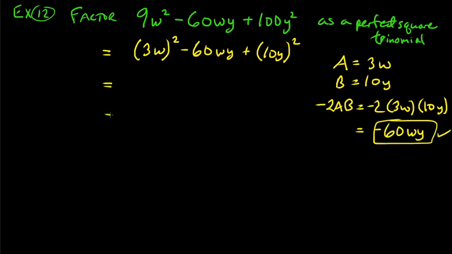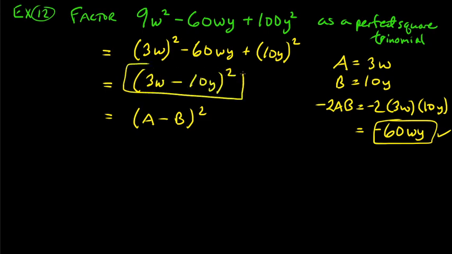And all you have to do now is to factor it as a minus b squared. Why minus? Because the middle term is a negative. So a was 3w and b was 10y. So this factors as 3w minus 10y, the whole thing squared. And we're done. So that's the idea of perfect square trinomials.